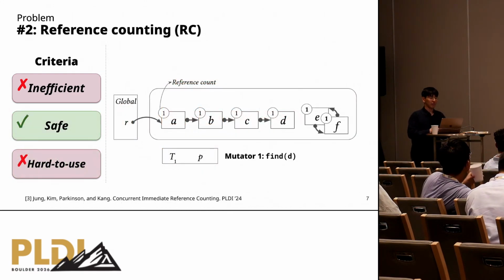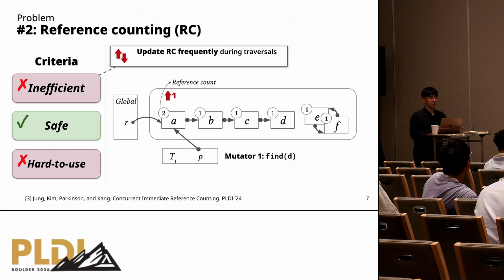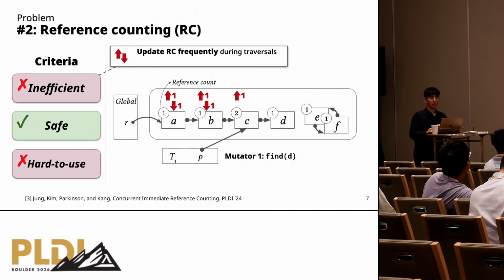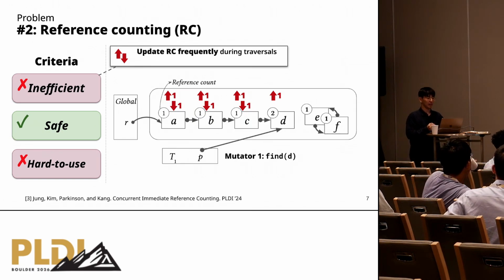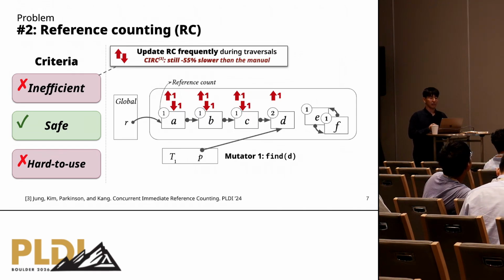The other family is reference counting. It is inefficient because the count must be updated constantly. For example, as a mutator traverses the list, every single step atomically increments or decrements counts. Even the state-of-the-art CIRC, a recent scheme that optimizes this, is still about 55% slower than the manual reclamation. So the overhead of reference counting is quite fundamental.